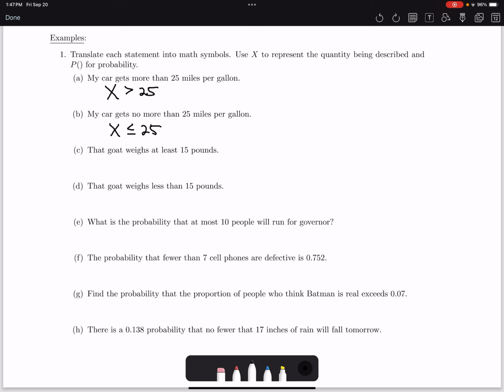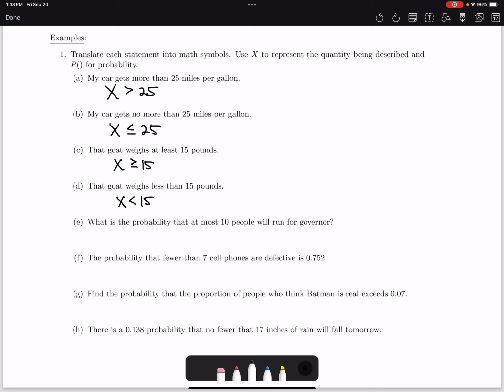Okay, part C. That goat weighs at least 15 pounds. At least 15 would mean that the weight of the goat, X, is 15 or more. So it would have to be greater than or equal to 15. Okay, part D. That goat weighs less than 15 pounds. Well, clearly we would just say X is less than 15.